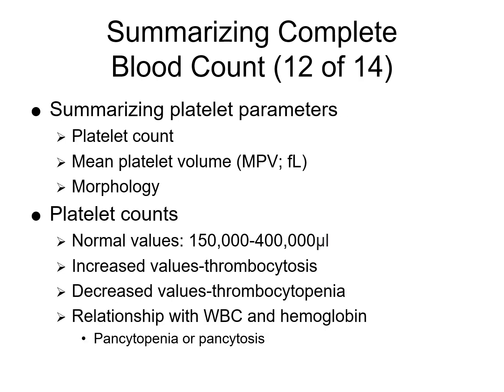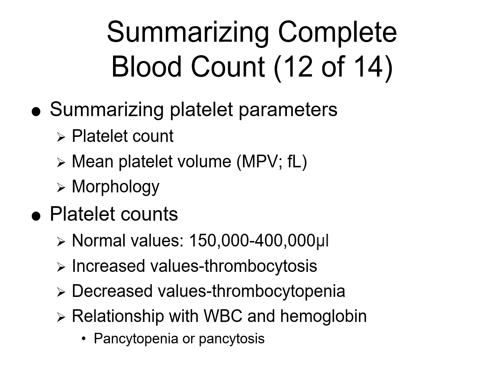Summarizing your platelet count, your normal platelet range is usually 150,000 to 400,000. Increased values are called thrombocytosis, whereas decreased values are called thrombocytopenia. We have a measurement called MPV, or mean platelet volume. This is measured in femtoliters and indicates the average size of platelets. A larger MPV may suggest increased platelet production or activation.